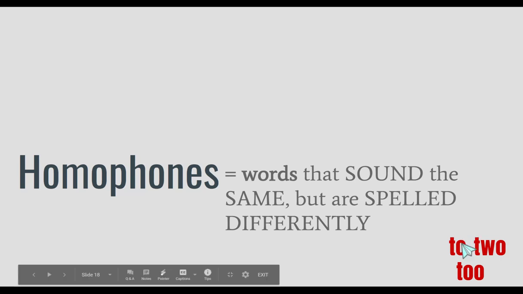The first "to" is where are you going to, right? When you're going somewhere. The number two, you are two years old. And too, which means also. I too love ice cream.